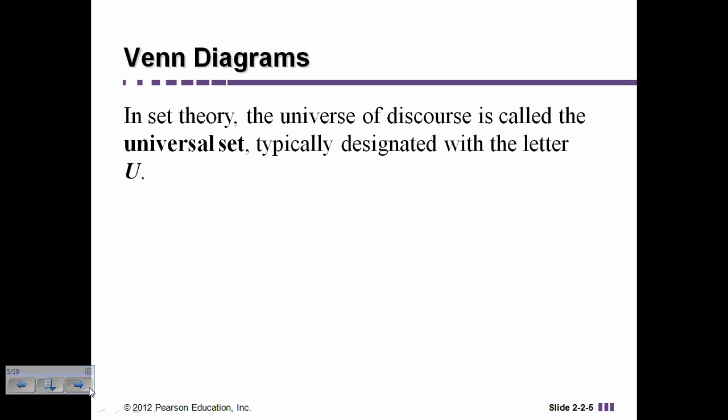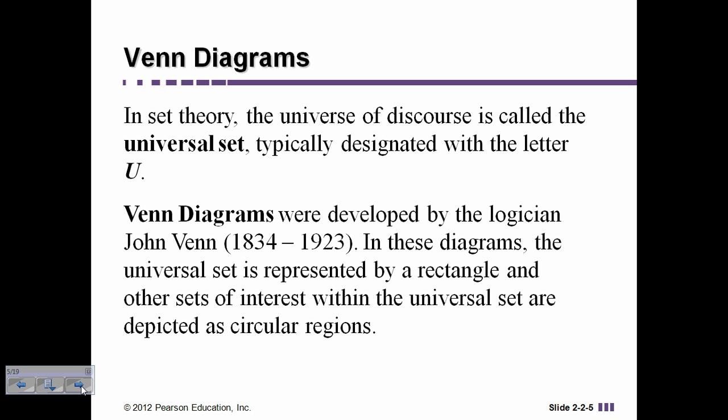So our first information about Venn diagrams is the concept of a universal set, denoted by the symbol capital U. In set theory, the universal set is the set of all possible objects or all possible elements in the set. Venn diagrams were developed by John Venn in the late 1800s. In these diagrams, the universal set is always represented by a rectangle, and the other sets of interest within the set are used as circular regions. These regions can overlap, and that's how you determine whether elements are in two different sets.